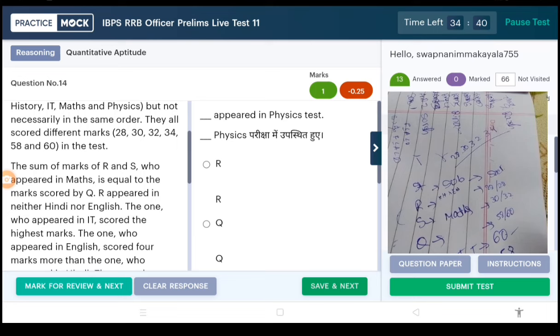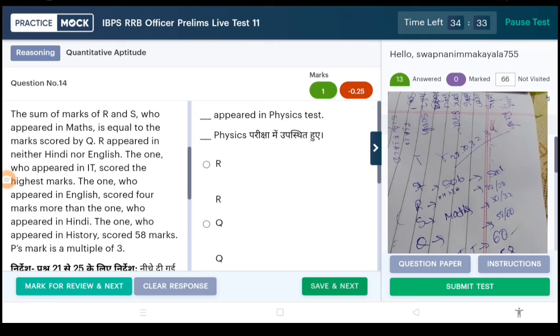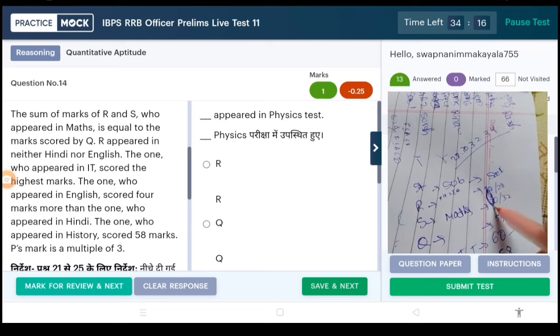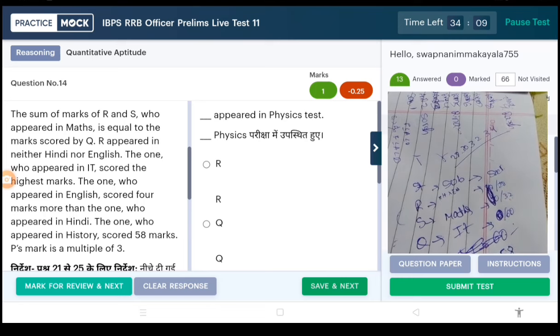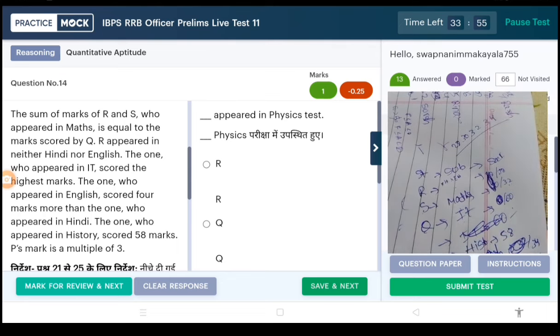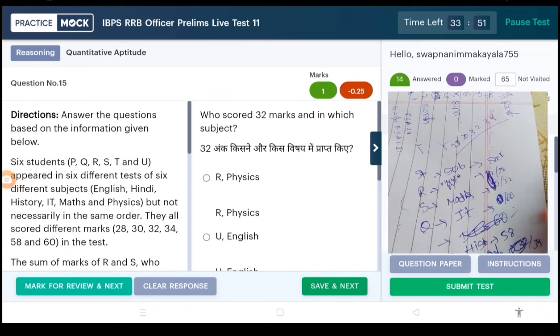IT score highest, English score 28. 30 here, 60 IT and 60 again. Next is P, Q or S is the physics test. R 32 marks.